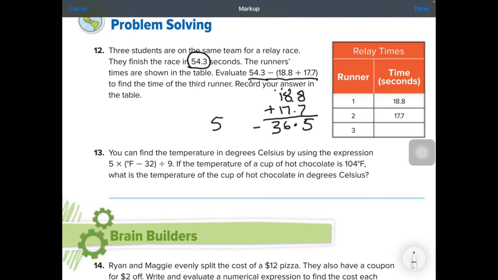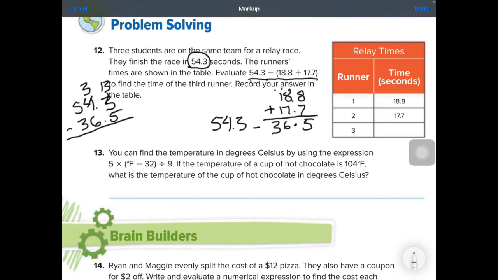Then we have 54.3, because 54.3 was the total time. So I'm over here on the left-hand side. I'm going to do my work of 54.3. And we need to subtract 36, because that's the combined time of the two other runners, 0.5. Now remember, when you're subtracting decimals, you have to line up the decimals. So looking at this, I can see I cannot take 5 from 3, so I come over here and turn that into a 3 and this into a 13.